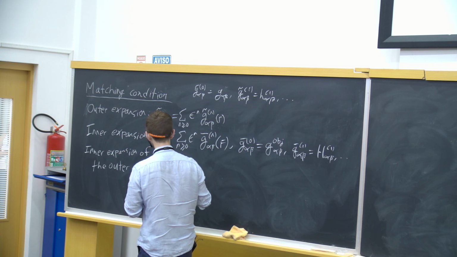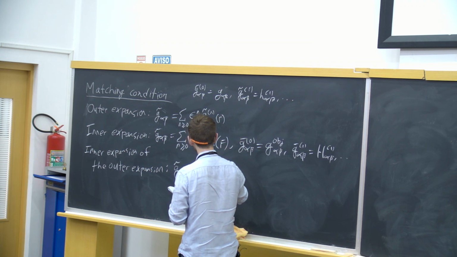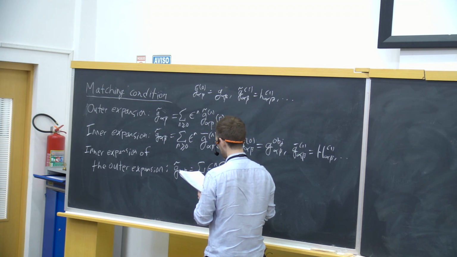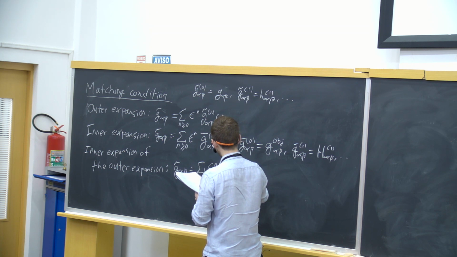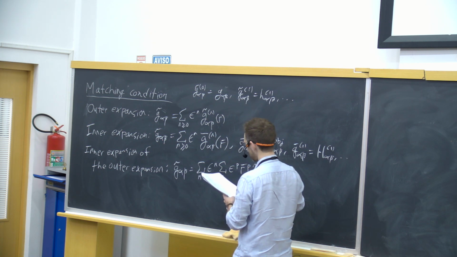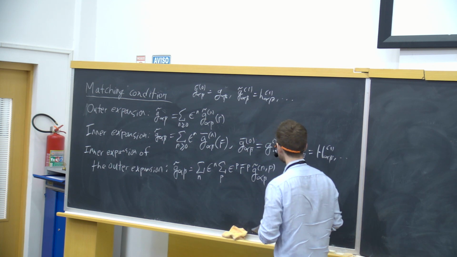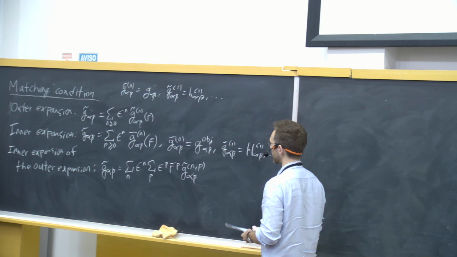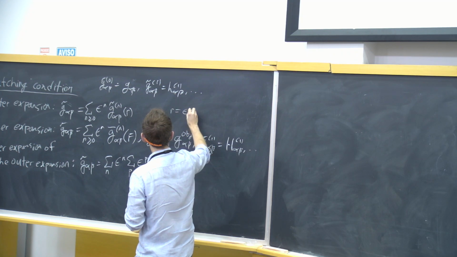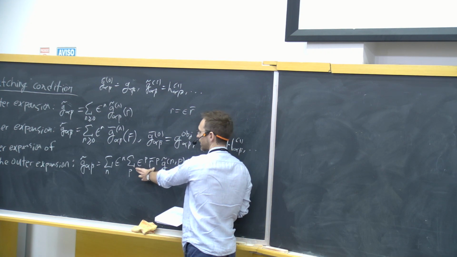So g tilde alpha beta is now a sum over n, epsilon to the n, and then I'm expanding each of these coefficients in an outer expansion. So let me label indices p: epsilon to the p, r bar to the p, g tilde n, p, alpha beta, where this coefficient now no longer depends on r at all. So all I've done here is I've replaced this r with epsilon r bar, and then re-expanded in powers of epsilon, which gives me these factors of r bar to the p.